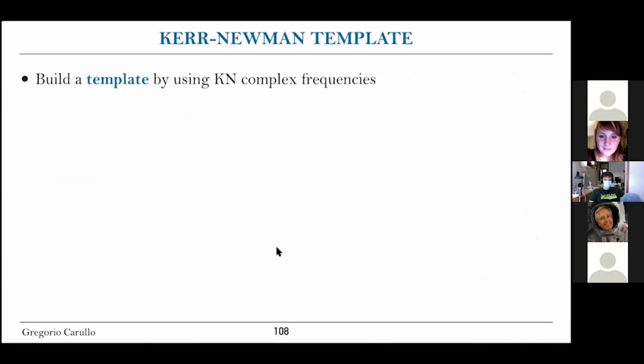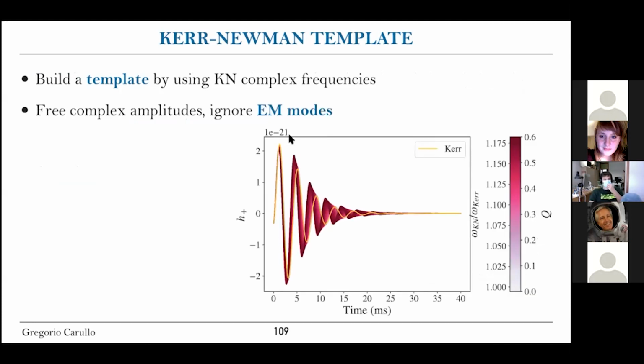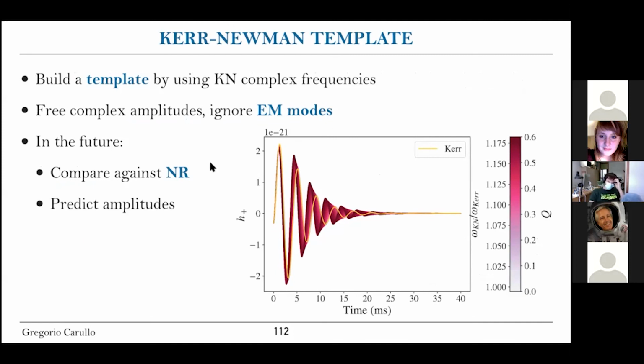And so once you have the spectrum, you just build a template by superimposing damped sinusoids, and this is the result. So the Kerr one is the yellow, and the template where you add the charge tends to have a higher frequency and a longer damping time. We ignored electromagnetic-driven modes, which can arise in these situations, because numerical simulations seem to show that they are negligible.